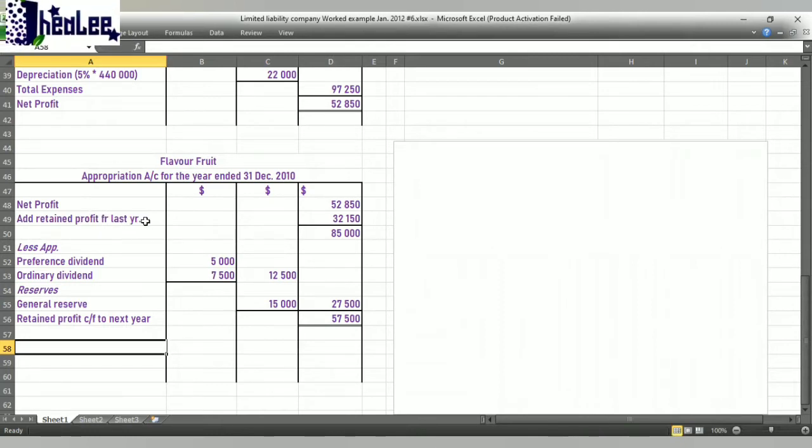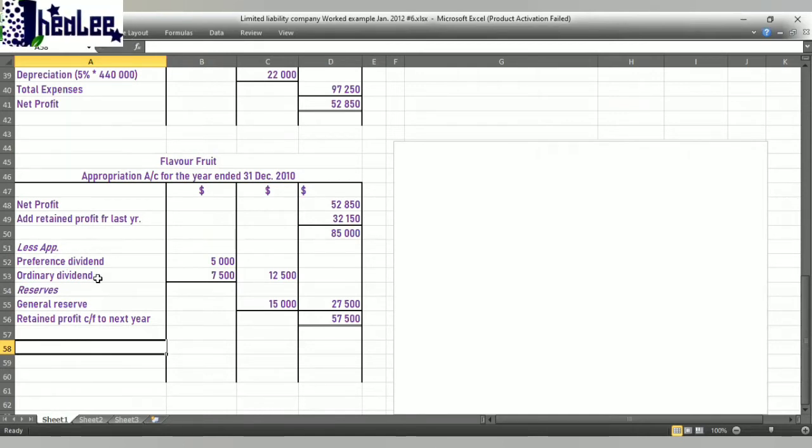Add your retained profit coming from last year. Remember, another term for retained profit is unappropriated profit or retained earnings. Or if you look in your trial balance and you see net profit, it means that that figure is coming from last year. So then this is added to our current net profit.